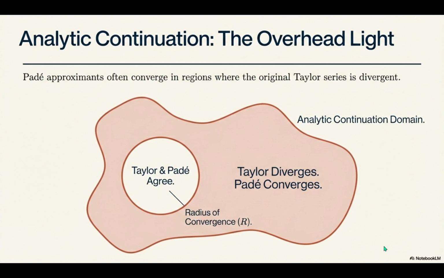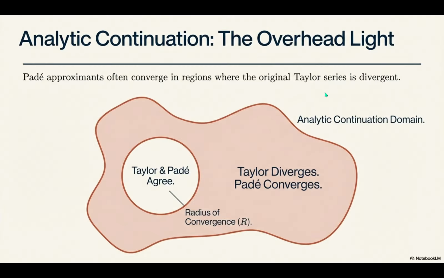This is the turning on the overhead lights moment we promised. A Taylor series has a strict radius of convergence. Inside that circle, it works. Outside the circle, it's garbage. It diverges wildly. It flails around. Yes, but Pade approximants often converge outside that region. They effectively let us see behind the wall where the Taylor series just falls apart.